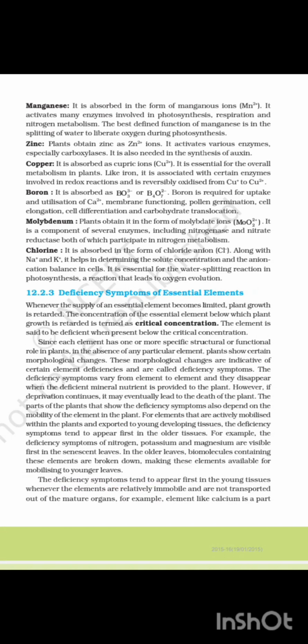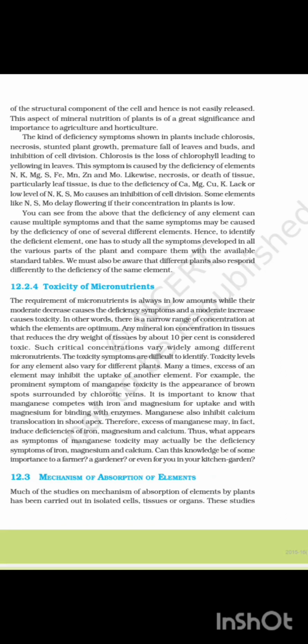The deficiency symptoms tend to appear first in the young tissue whenever the elements are relatively immobile and are not transported out of mature organs. For example, an element like calcium is part of the structural component of the cell and hence is not easily released. This aspect of the mineral nutrition of plants is of great significance and importance to agriculture and horticulture.